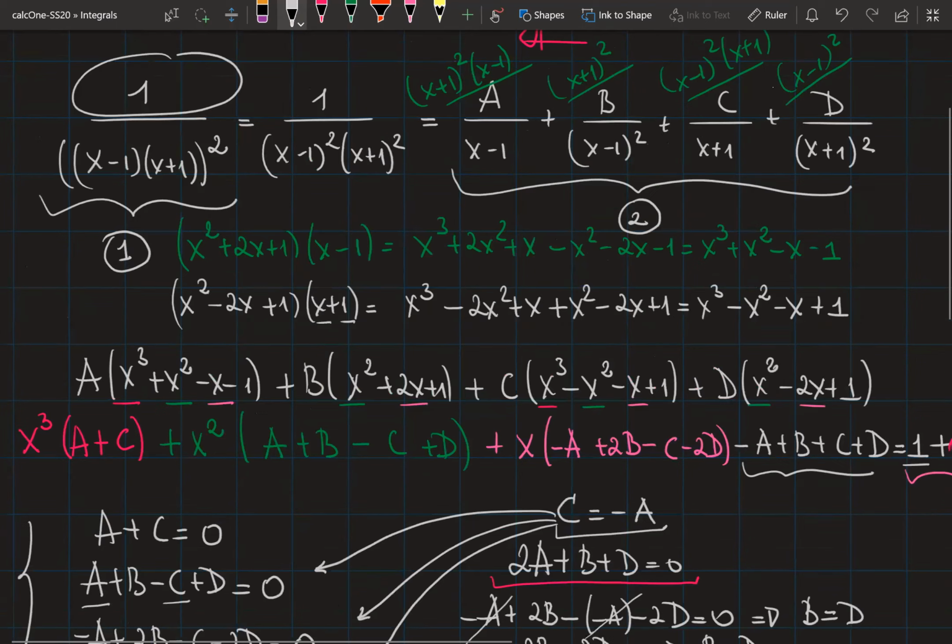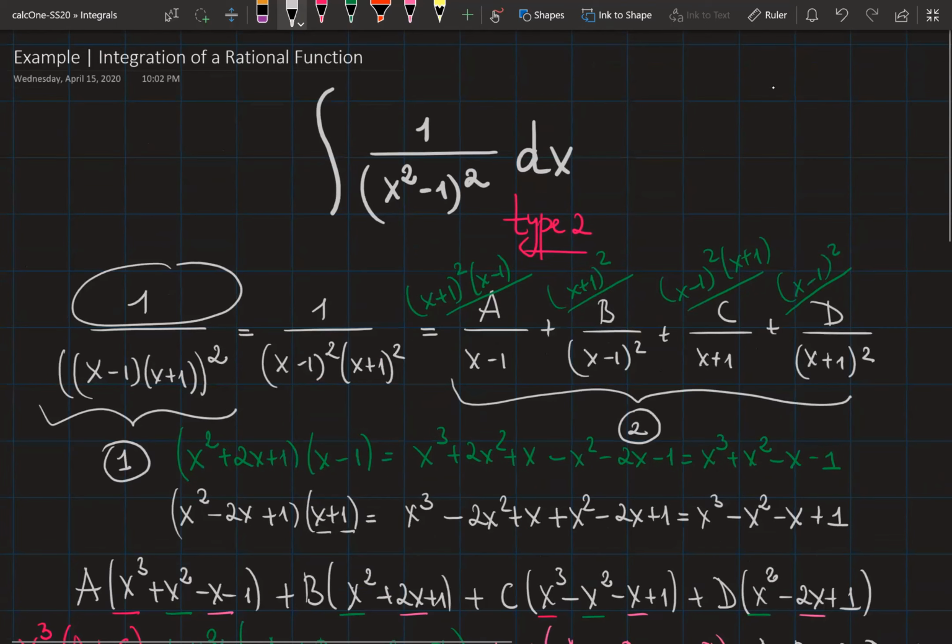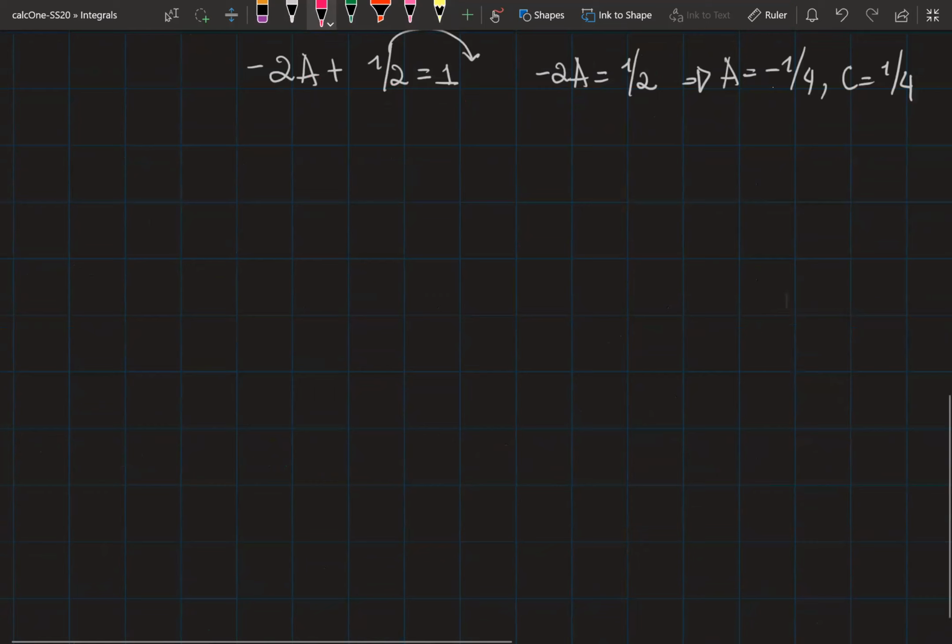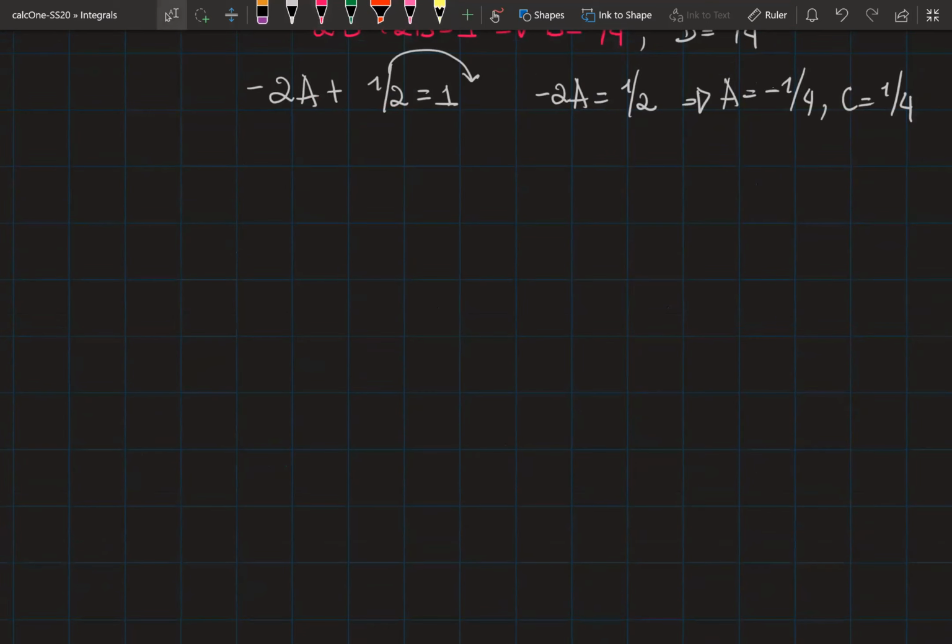So what we're going to do is substitute the values of the coefficients in here. So basically, a is going to be equal to minus 1/4. Let me write with a different color. So a is equal to minus 1/4, b is equal to plus 1/4, c is equal to plus 1/4, d is equal to plus 1/4, and we're going to integrate them. So you will see that the integration is going to be very much straightforward.